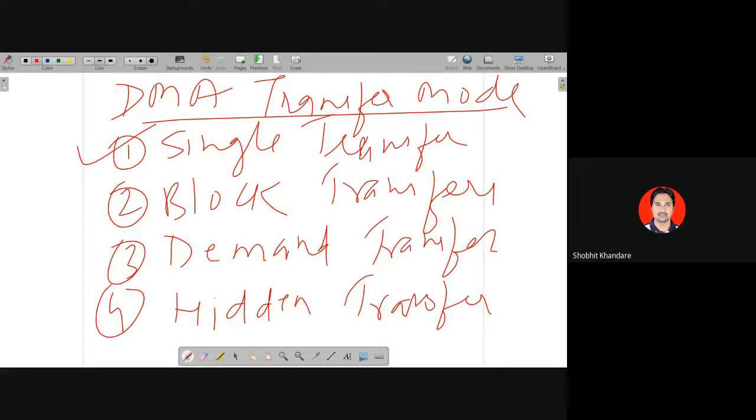Single transfer mode, this is also simple. In single transfer mode, whenever you want to transfer data between the IO device and the memory, the data will be transferred under the supervision of DMA, but 1 byte at a time. 1 byte at a time.